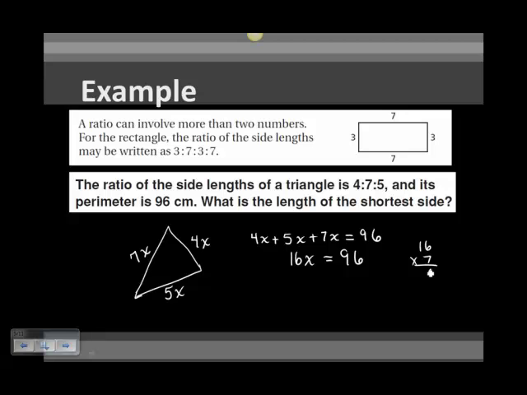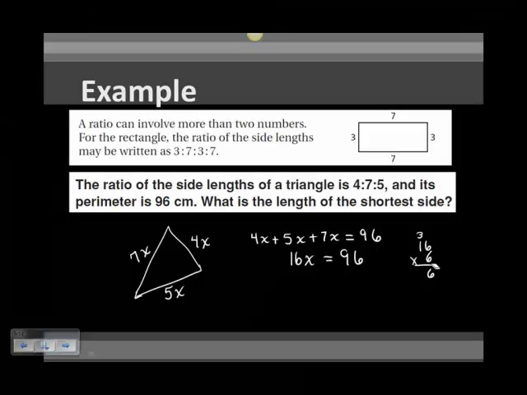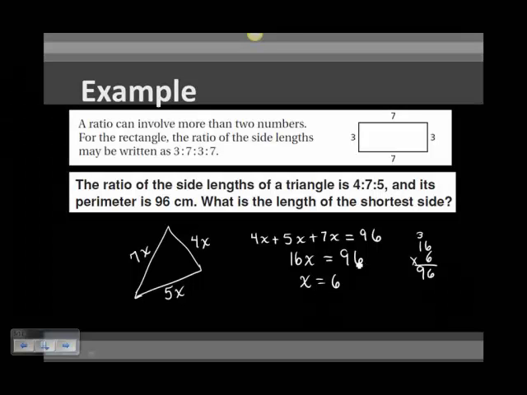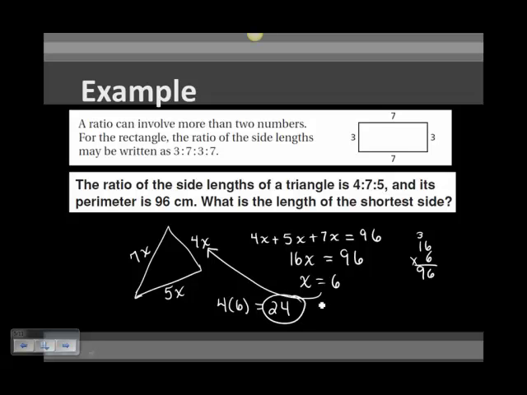7 times 6, that would give me a 2. Nope, it wouldn't be 7. Let's try 6. 6 times 6 is 36. 6, carry the 3. 6 times 1 is 6, plus 3 is 9. So it's 6. So that means x is 6. Then it asked, what is the shortest side length? Well, we would plug that back in, and the shortest side length is 4 times 6, so 24 is our shortest side length.